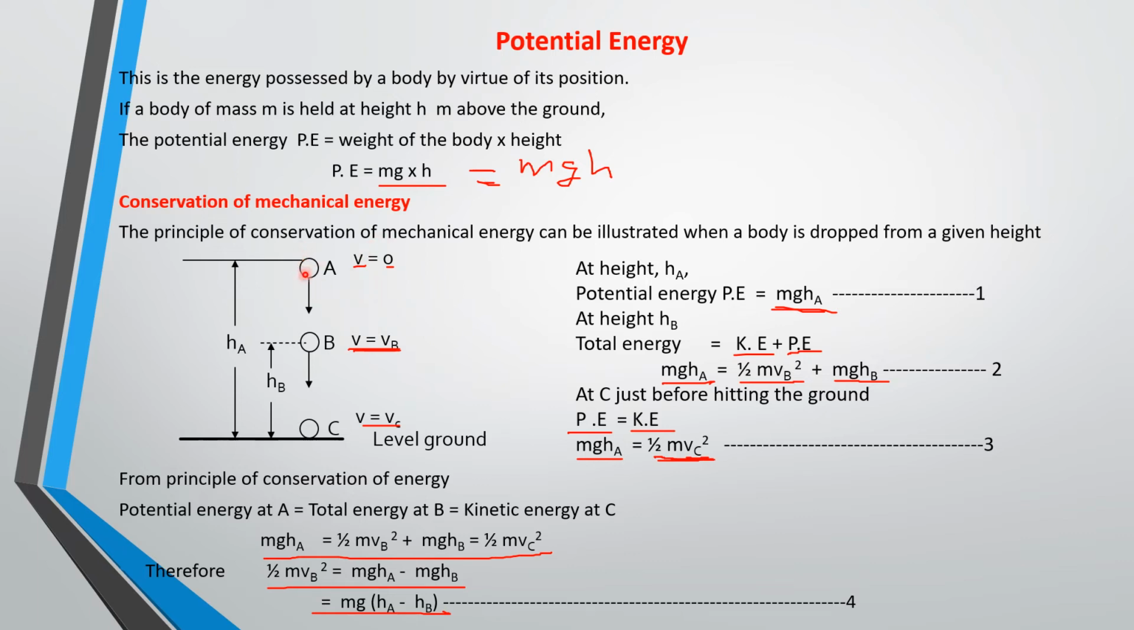So this simple diagram illustrates the change in energy as an object is falling from air until it hits the ground. This simple illustration shows the change in energy as the body falls from a particular height. Is that okay? So we are going to use what we have learned now to solve some problems.